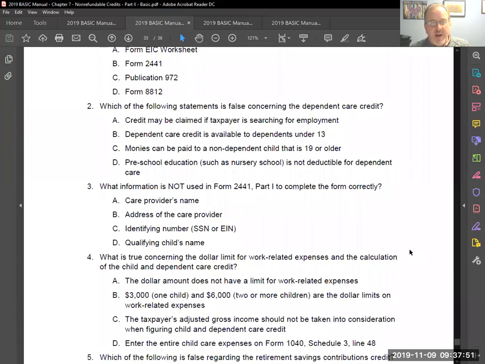Question 3 is what information is not used in Form 2441 to complete Part 1 correctly? Well, remember, Part 1 from the 2441 really has to do with everything concerning the facility or the individual that's doing the child or dependent care. So that A for the care provider's name, B for the address, and C for that Social Security or EIN number. Those are all things that are in Part 1. The qualifying child's name is not. So the answer on that one is D. Okay.